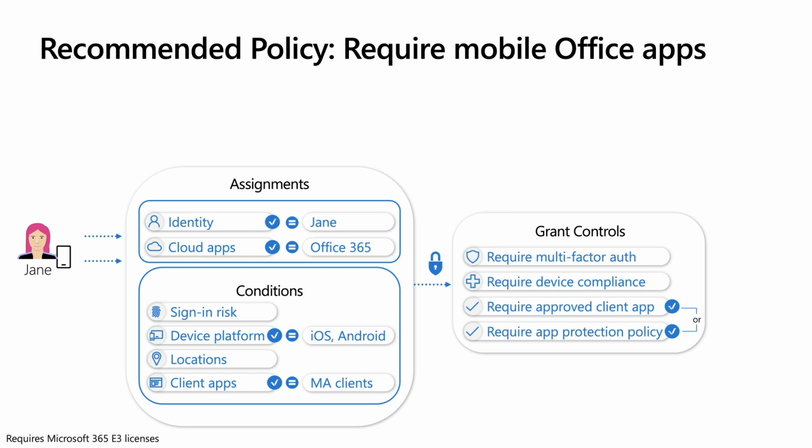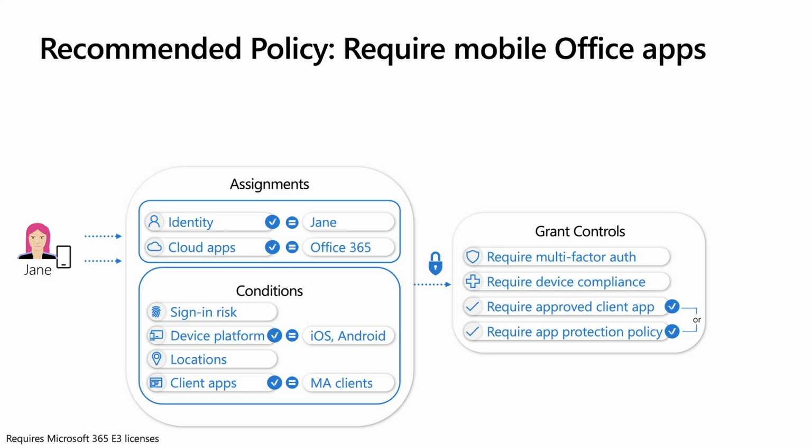From a condition standpoint, we're going to target device platforms as iOS and Android, and we're going to be targeting modern authentication capable client apps. This will be an allow policy, so we're going to leverage these grant access controls: require approved client app with require app protection policy. And this will be defined with an or operator within the grant access controls.